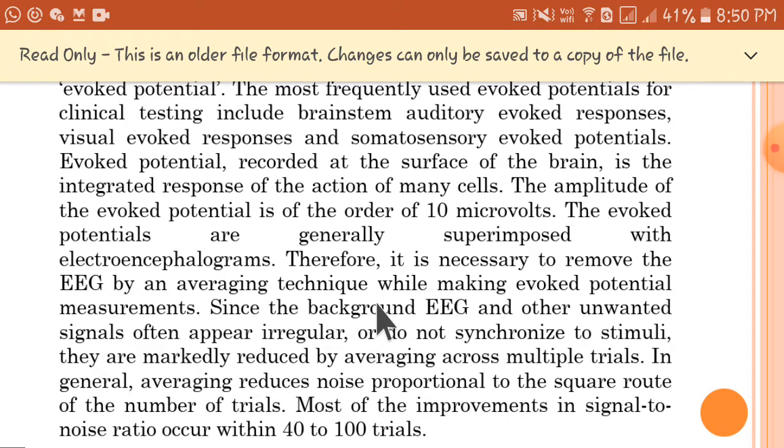How can we remove the EEG signals? We can take multiple trials and average them. By averaging we can remove the EEG signal, because the EEG signals will not be synchronized with the stimulus. So they will be different, and while averaging they get cancelled.